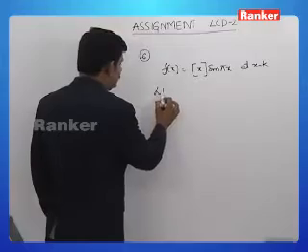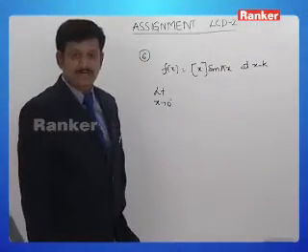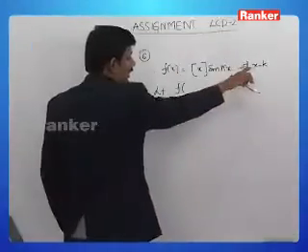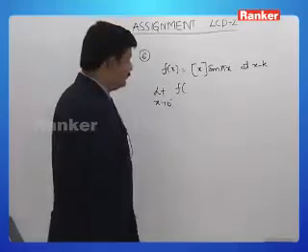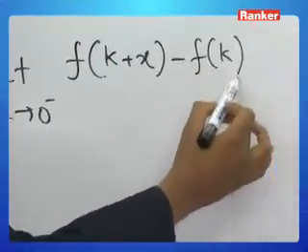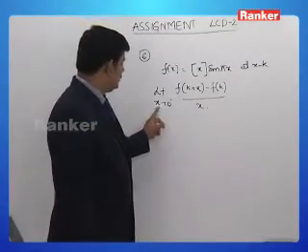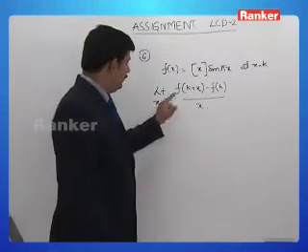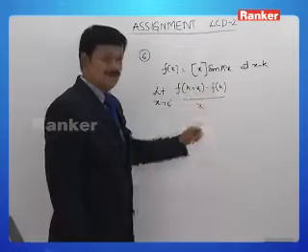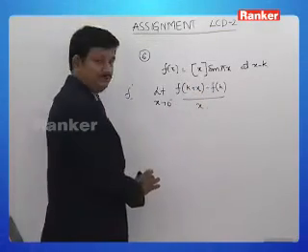So for the left hand derivative, we know the definition: limit x tending to 0 minus of f of, at which number we are evaluating, at k, f of k plus x minus f of k divided by x. Left hand derivative will be limit x tending to 0 minus of f of k plus x minus f of k divided by x. This will be the left hand derivative at k.